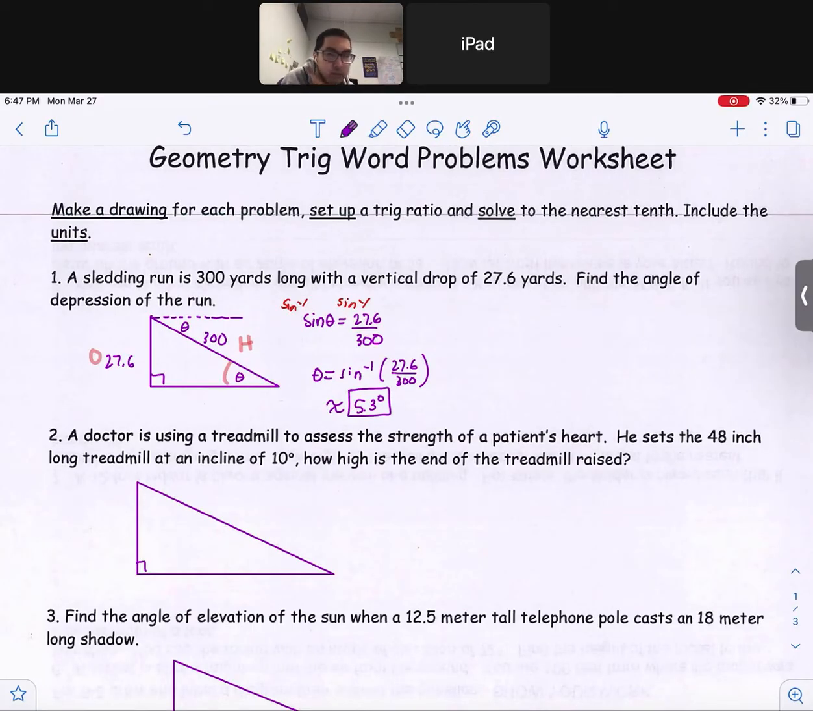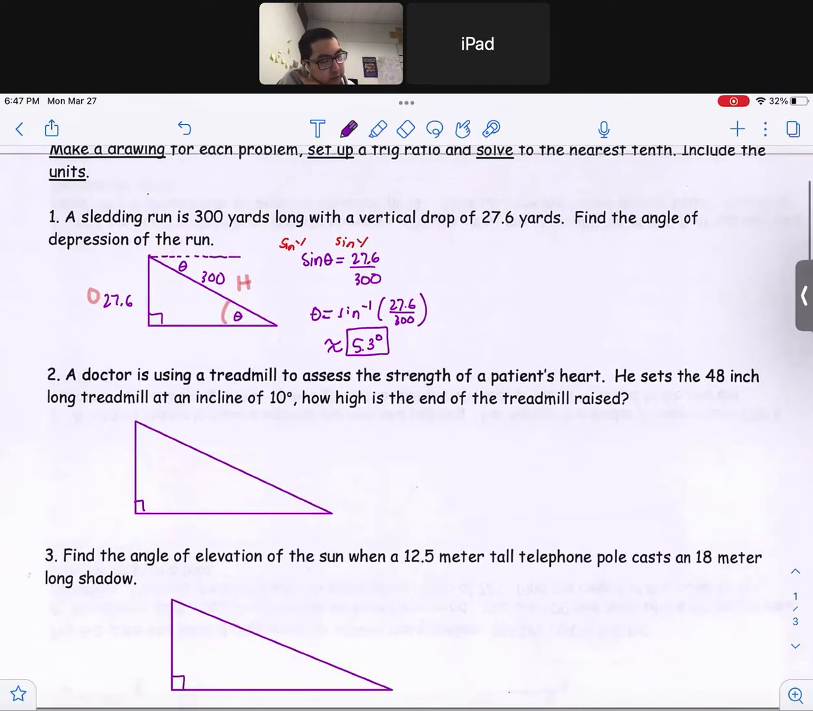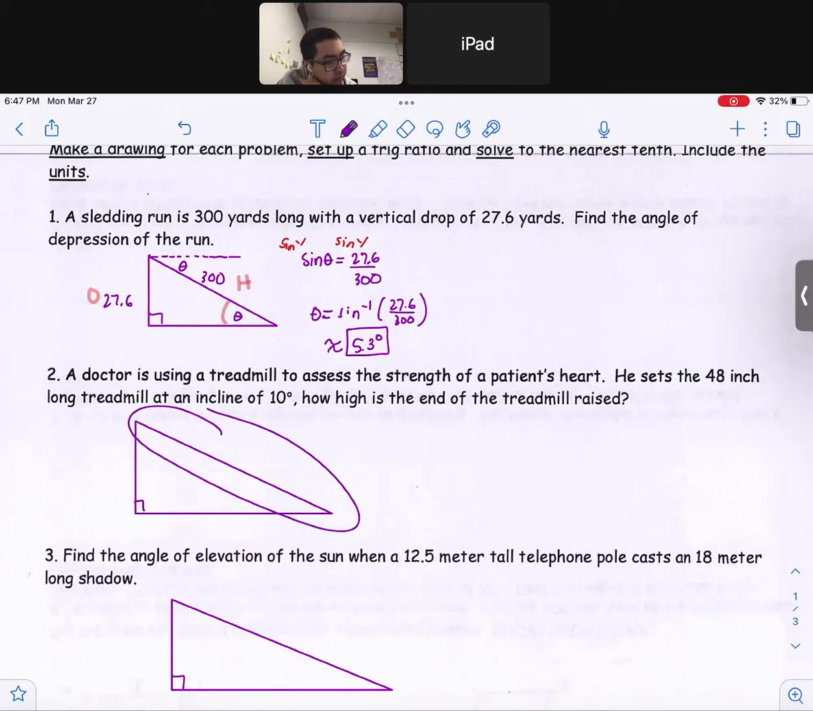Number 2. A doctor is using a treadmill to assess the strength of a patient's heart. He sets the 48-inch long treadmill. So here's the treadmill. It's 48 inches long with an incline of 10 degrees. How high is the end of the treadmill raised? So it's right there. In the perspective of this angle, this is opposite and this is hypotenuse. So it's sine of 10 equals opposite over hypotenuse.